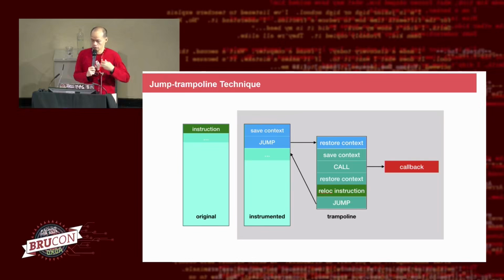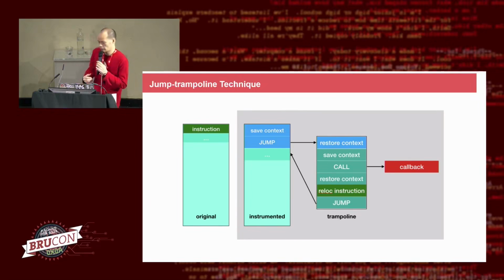So when we run there, we save the context because branching can change the context, and then we jump to the trampoline buffer. So you can see that when this code runs, we save the context, we jump to the trampoline buffer, and we restore the context that was saved before. And again, we need to call the callback, right? The callback is provided by the user. So before you call the callback, you save the context, and you call the callback. And after we come back from the callback, we restore the context.